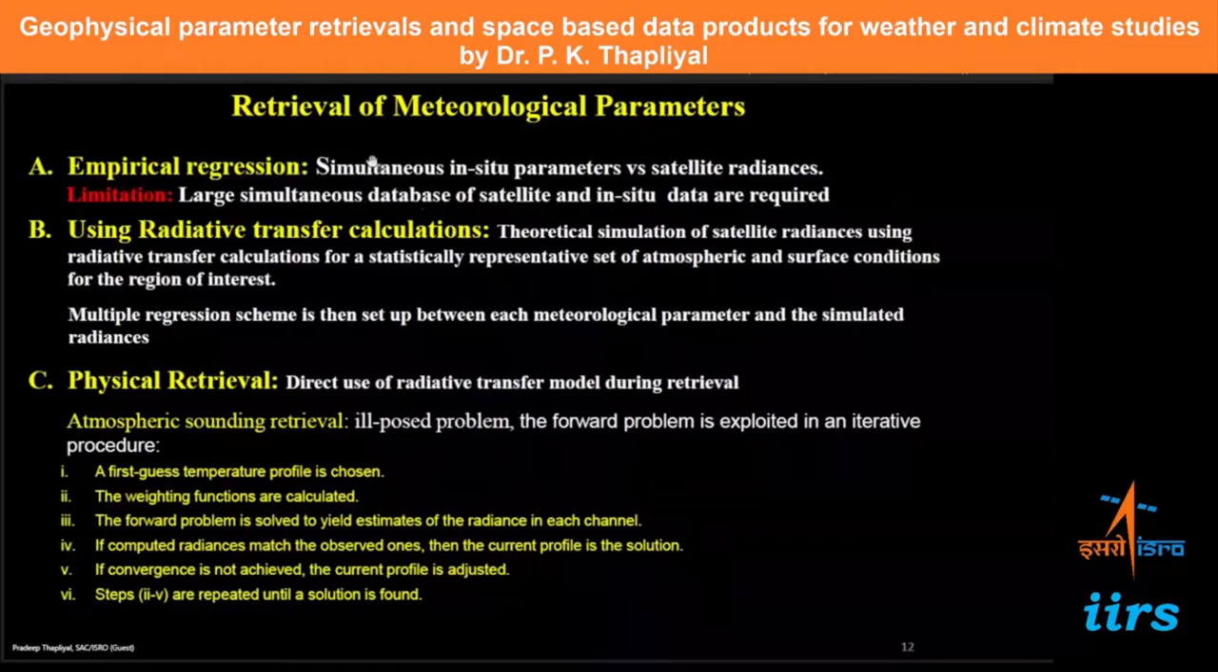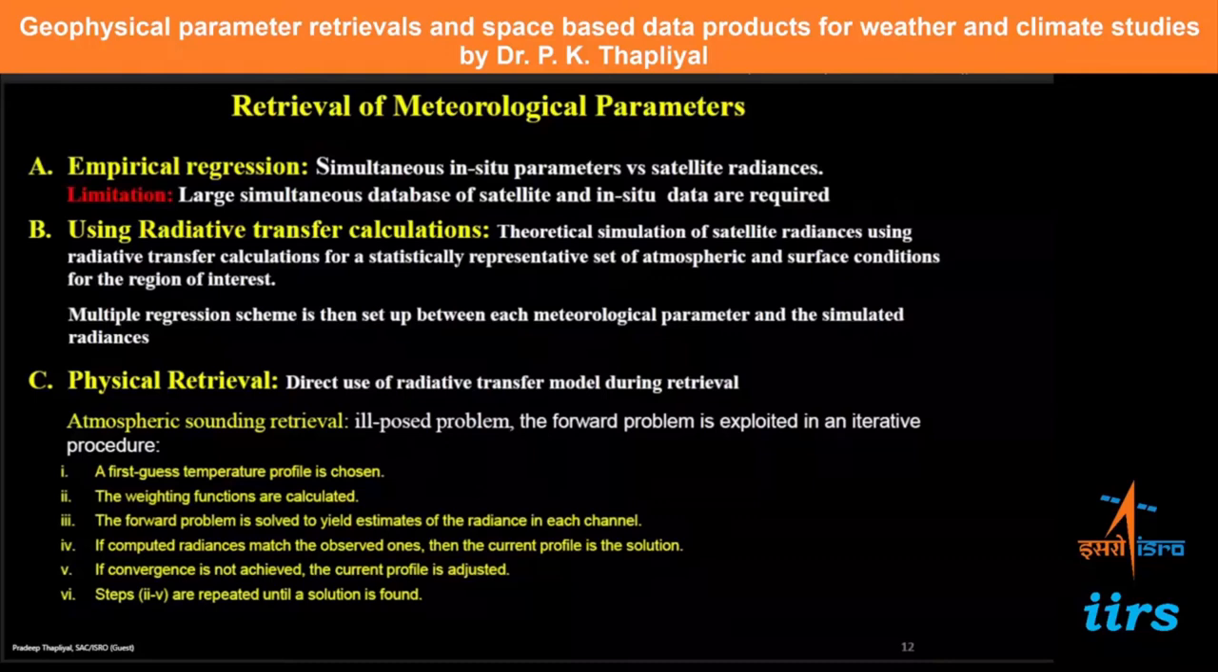Now, if you want to stick to this first method where you want to have a matchup data set, then you have to wait for at least 6 months or 1 year after satellite launch to collect those simultaneous data of satellite observation and surface observation. Okay, so for 6 months or 1 year, you will not be able to utilize that satellite data.